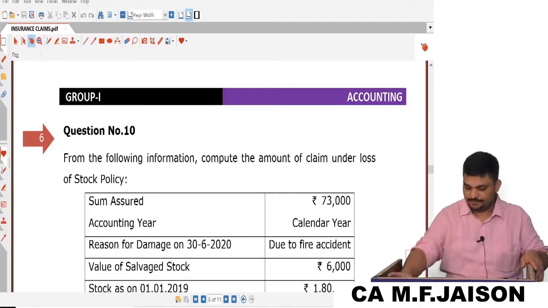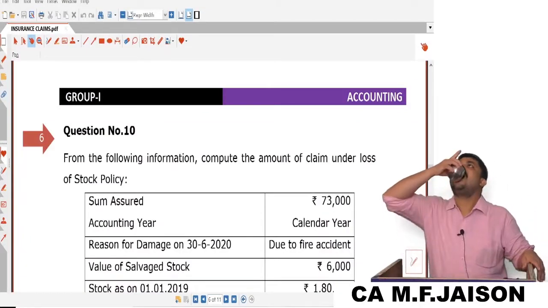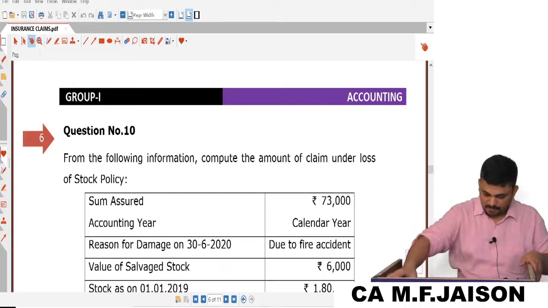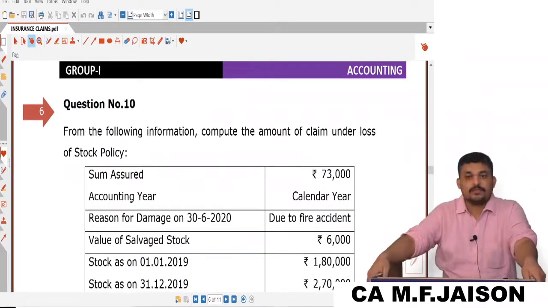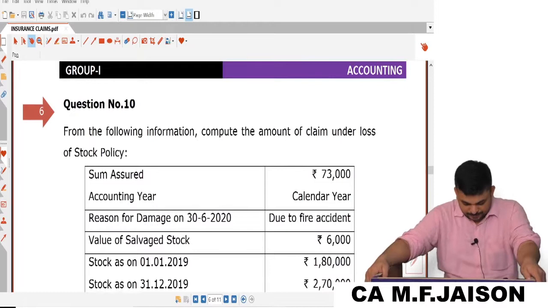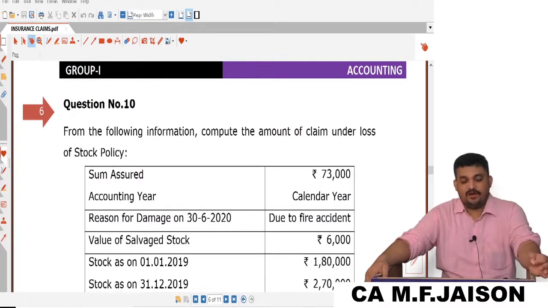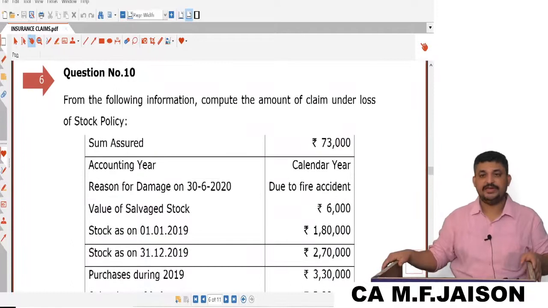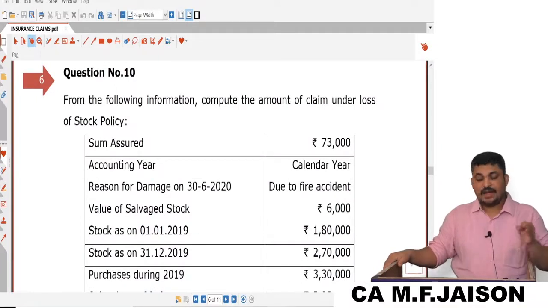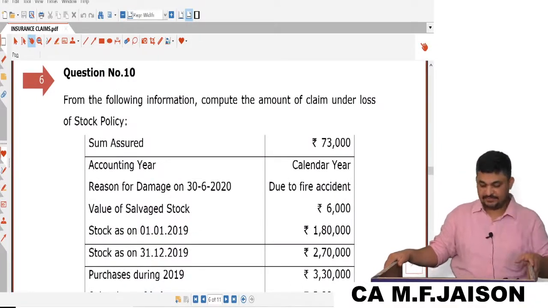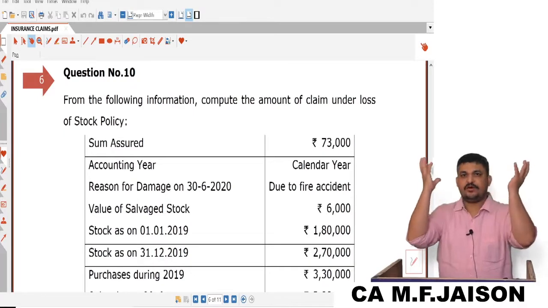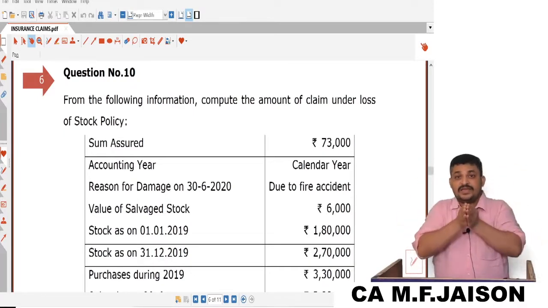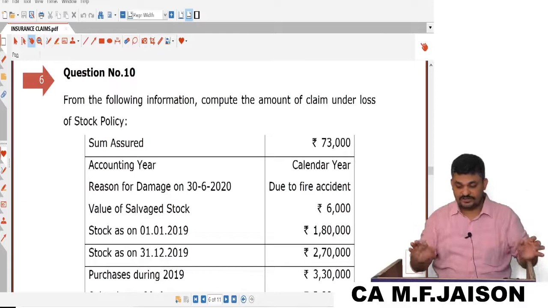question number 10. My dear friends, question number 10. From the following information, compute the amount of claim under loss of stock policy. Sum assured rupees 73,000. Accounting year, calendar year. So get all these facts in your mind. Accounting year is the calendar year, January to December.